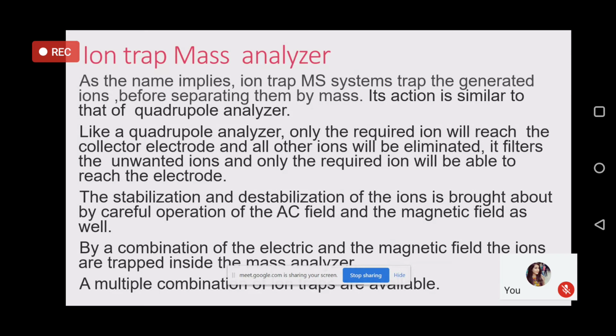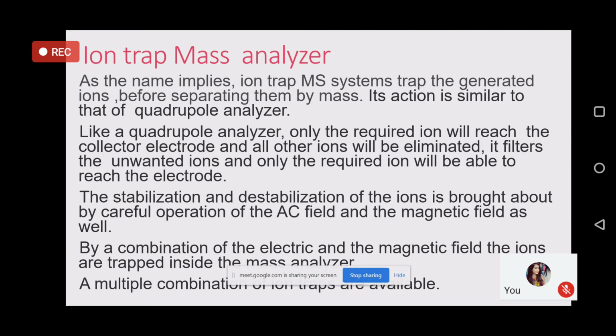And as I said, the only experimental condition that you can change is the strength of the fields, the direct or the alternating current, by means of which the orbital motion of the ion will get disturbed, and one particular ion with that m by z value will be able to reach the collector electrode. So in this situation, you will not have a continuous flow of a particular m by z reaching the electrode, as you get in the case of a quadrupole. So this is what you call a pulsed response. The response will not be continuous.